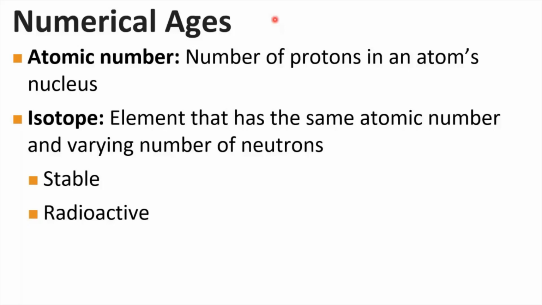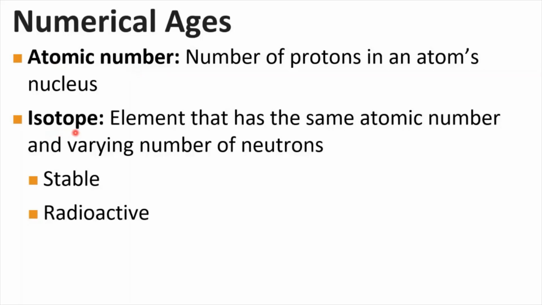Now, to talk about radioactivity, we need to go back to talking about the atom and talk about protons. Those are those positively charged particles in our atom's nucleus, neutrons, which are in the nucleus and are neutral, and then our electrons, which are negatively charged and surround the nucleus. Now, our atomic number is the number of protons in an atom's nucleus, and remember, that defines the element.